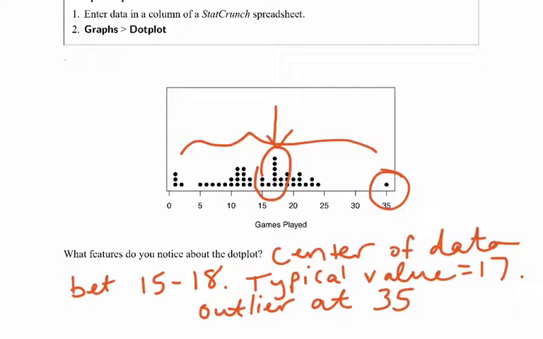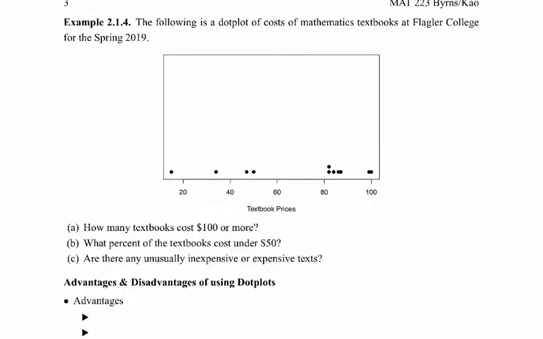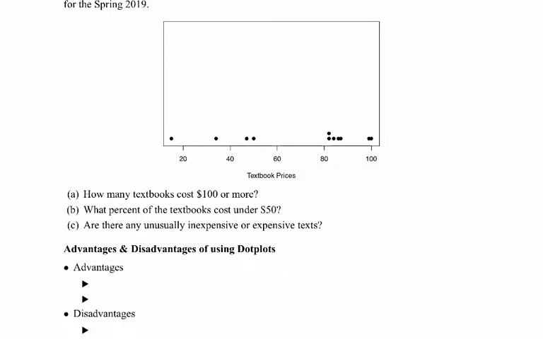So that's the idea. We want to look at these graphs and make some generalizations based on what we're seeing visually. Take a look at this example. The following is a dot plot for the cost of mathematics textbooks at Flagler College. This is a fictitious graph, but it's another example of a dot plot. Some questions they may ask us to answer based on looking at the graph: How many textbooks cost $100 or more?